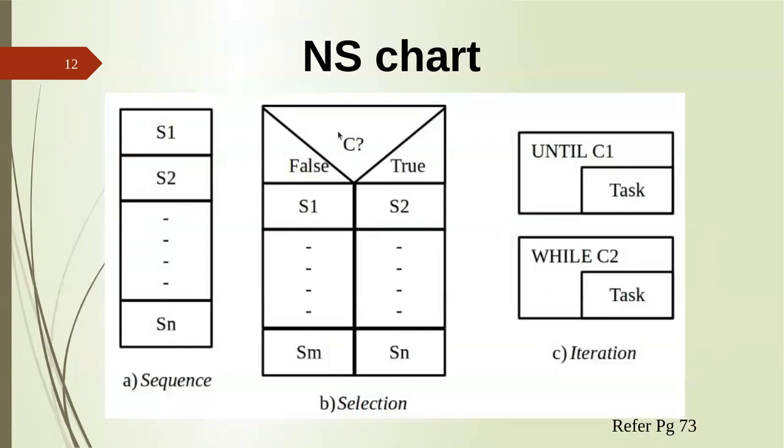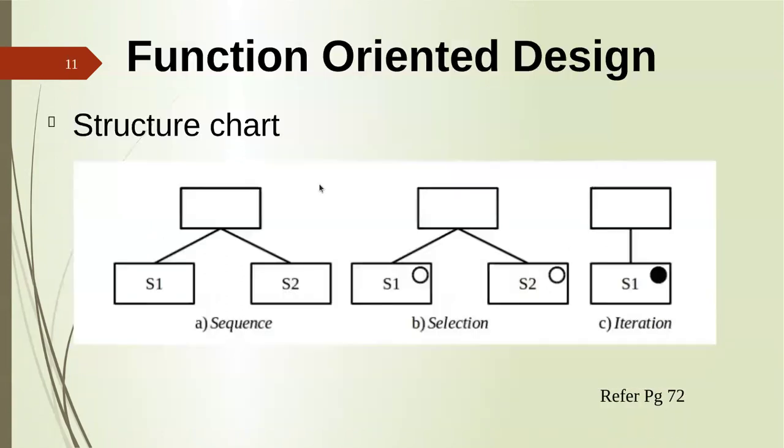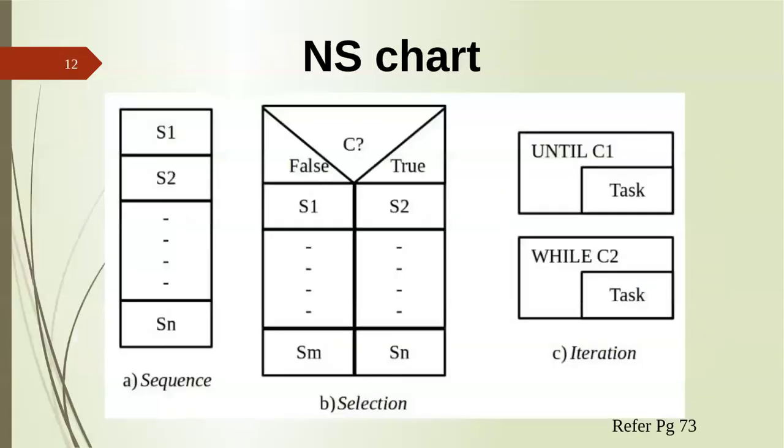Earlier one was the structure chart. This is the NS chart: sequence, selection, iteration. Sequence is processes one by one. In selection, the condition is checked, and if it is false, go this way. If it is true, go this way. This is iteration, until or while, and the task.